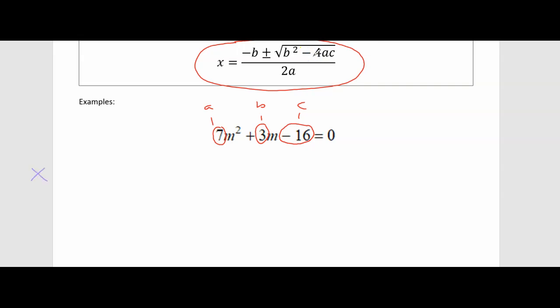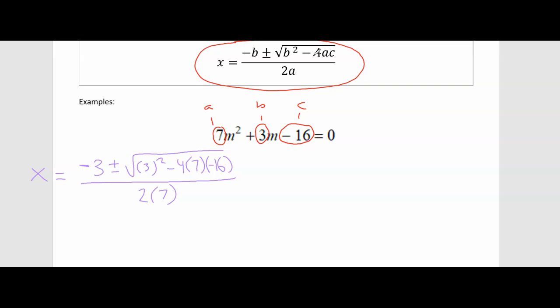So I'm going to get x is equal to -b, so it's the opposite of b, so in this case -3, plus or minus the square root of b squared, so 3 squared, minus 4 times a, which is 7, times c, which is negative 16, all over 2 times 7. So I haven't simplified. All I've done is substitute so far. Now we need to simplify.